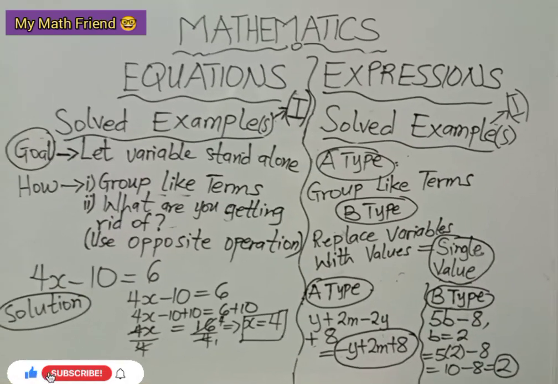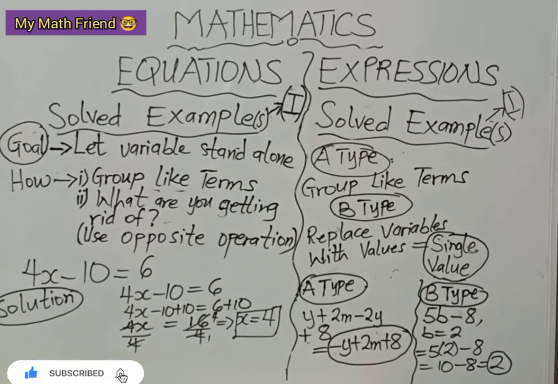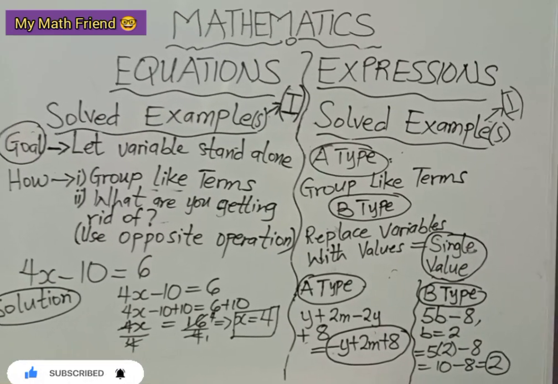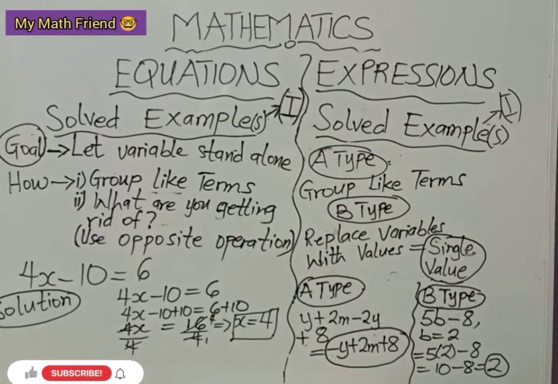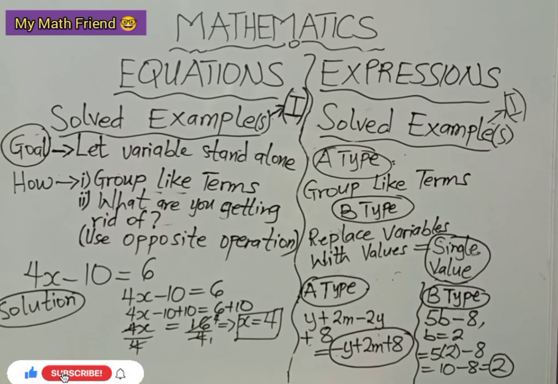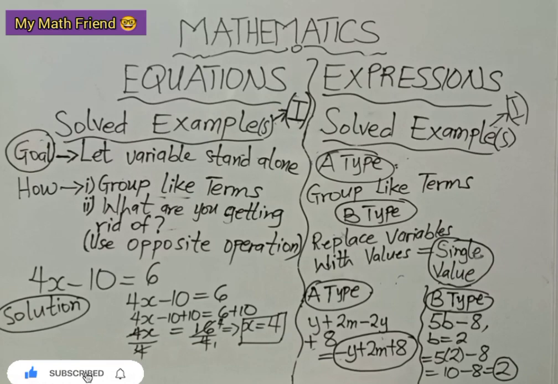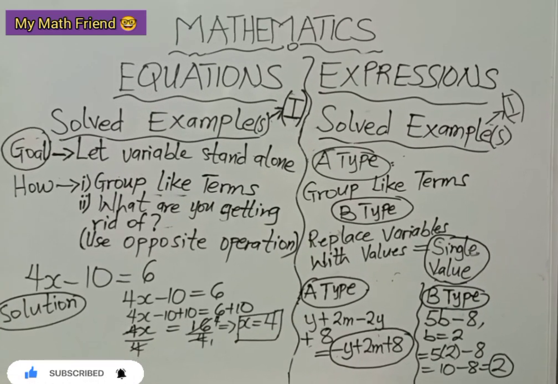An example of A type: y plus 2m minus 2y plus 8. That is an expression with no equal to sign. Now, you have 4 terms there: y, 2m, negative 2y, and 8. Now, you need to group like terms. Like terms are normally identified with the variables and the powers.